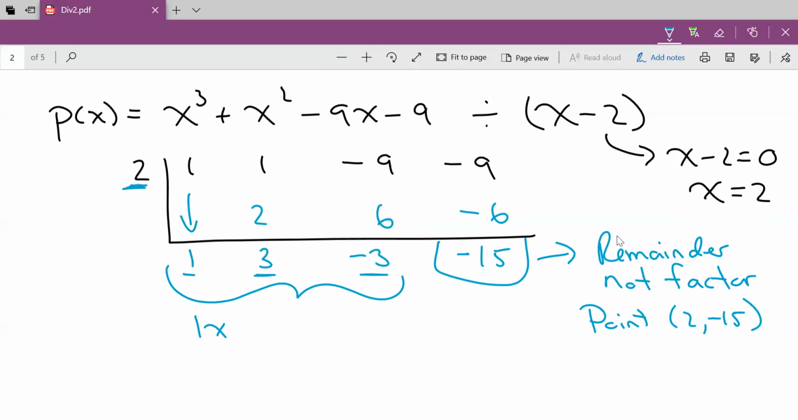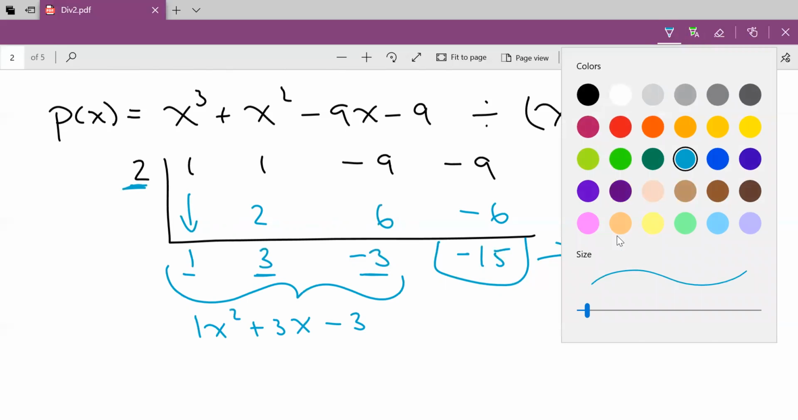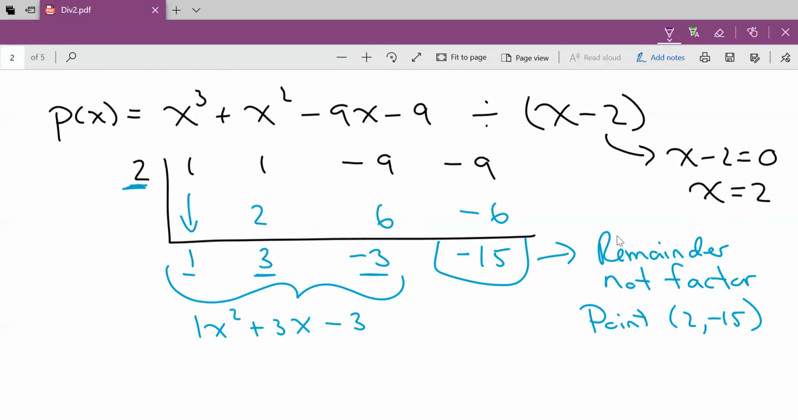Now, what is all this over here then? Well, this is 1x squared plus 3x minus 3. We divided by a degree of 1, so we dropped our polynomial by a degree. Since it's not a factor, we can't write this thing in factored form. It didn't get us towards that goal. But what we can do is rewrite our polynomial now.